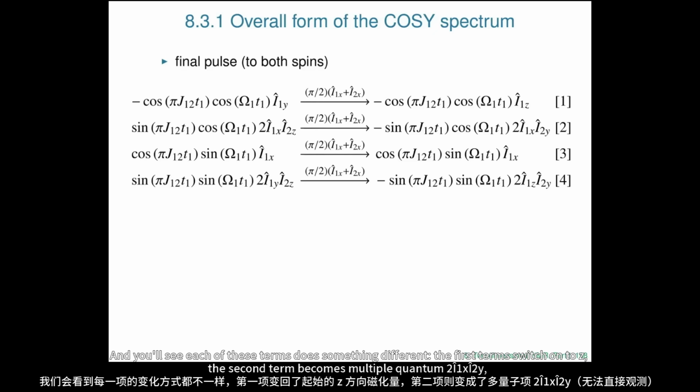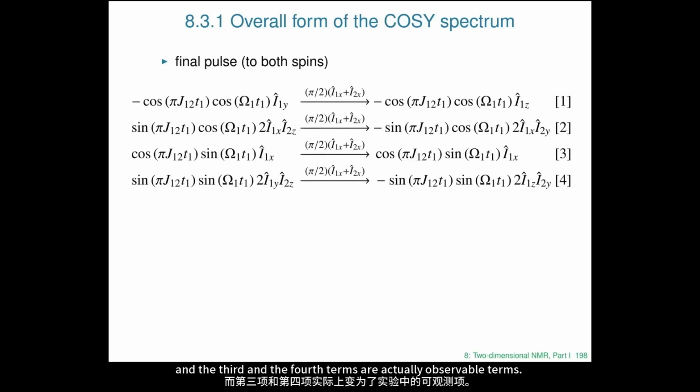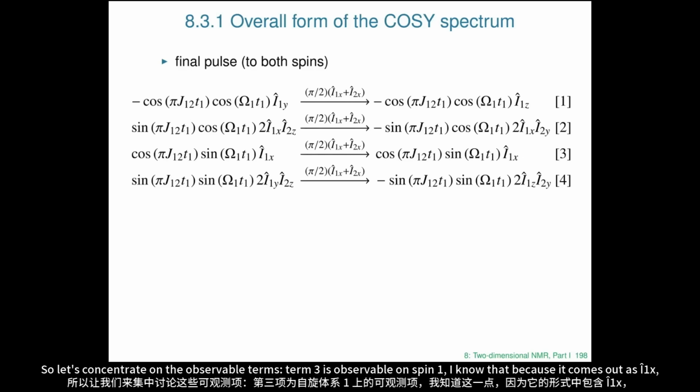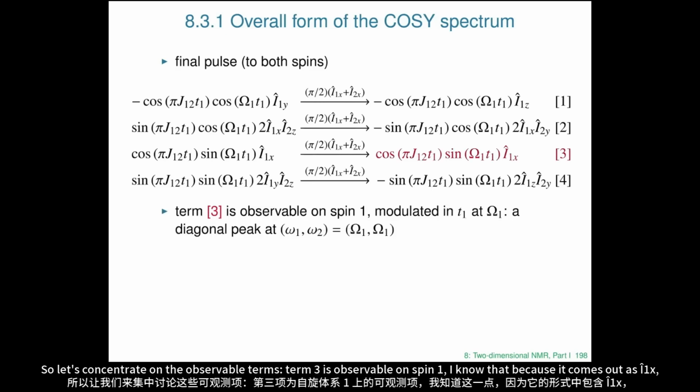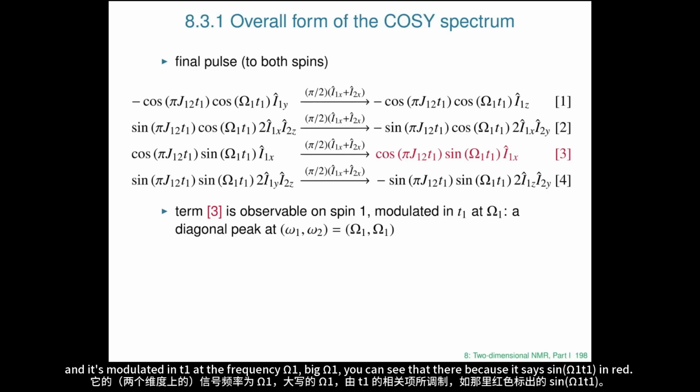The first term switches on to Z. The second term becomes multiple quantum, 2I1X, I2Y. And the third and the fourth terms are actually observable terms. So let's concentrate on the observable terms. Term 3 is observable on spin 1. I know that because it comes out as I1X. And it's modulated in T1 at the frequency big omega 1. You can see that there because it says sine big omega 1 T1 in red.